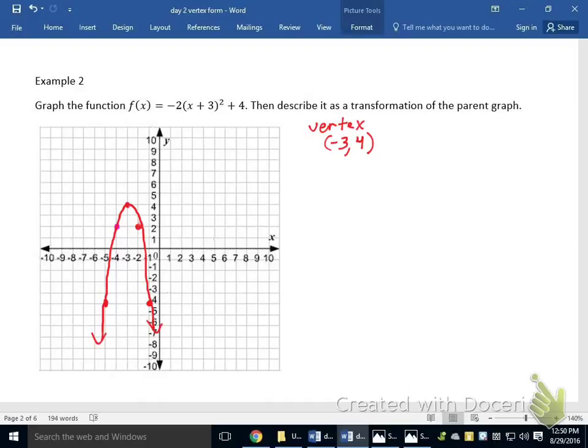So a few things have happened here. It's been translated 3 units left and up 4 units.